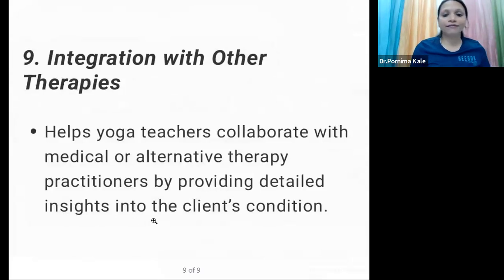And again, yes, definitely we can collaborate with alternate therapies like acupressure, Ayurveda therapy, diet consultation, and we can give a holistic approach to that patient to cure the disease. Okay, so these are the main points of why case history taking is necessary. I'll share this with those who have joined now, we are discussing case history taking.